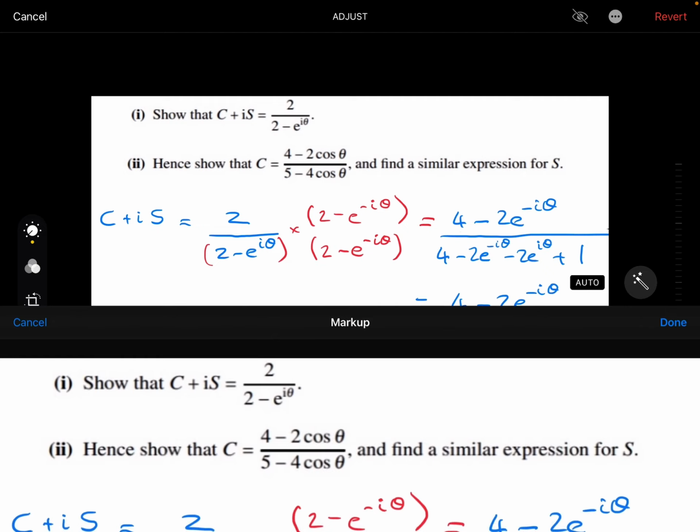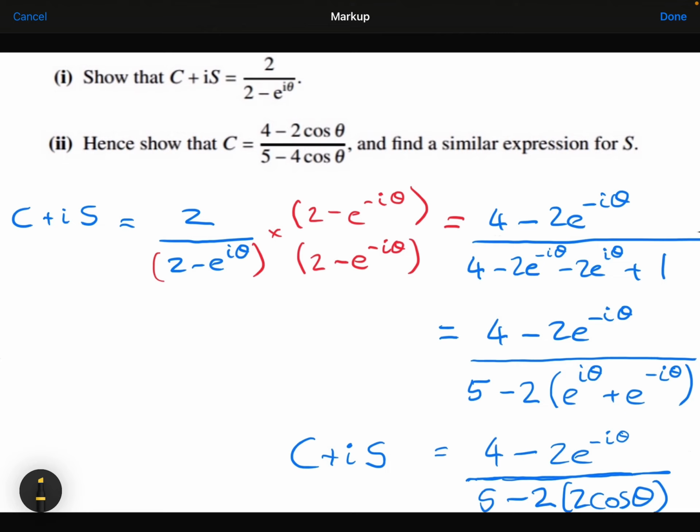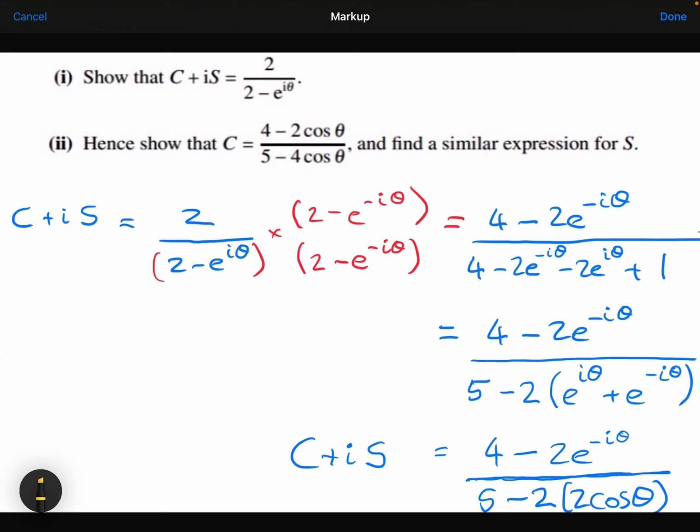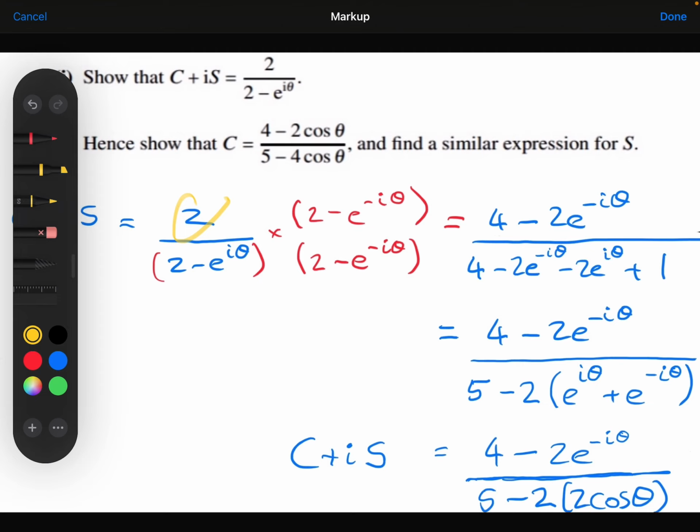There's a different trick I'm going to use. And that trick is as follows. I'm going to multiply the top and the bottom by 2 minus e to the minus I theta. So just copying the exact same thing down here, but with a minus power. What I will then get is on the top, the 2 times the 2 is the 4. The 2 times the minus e to the minus I theta is minus 2e to the minus I theta.